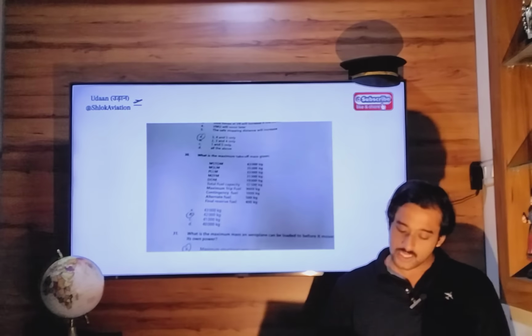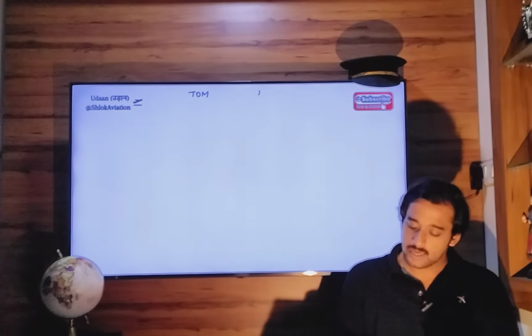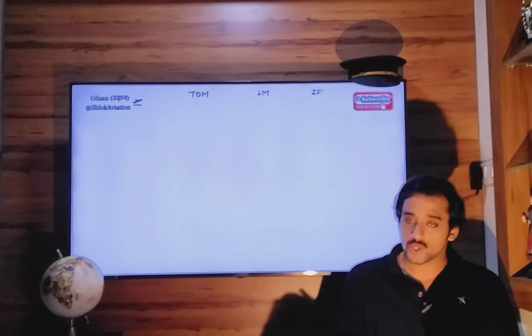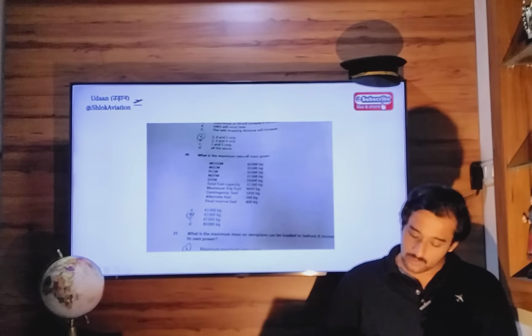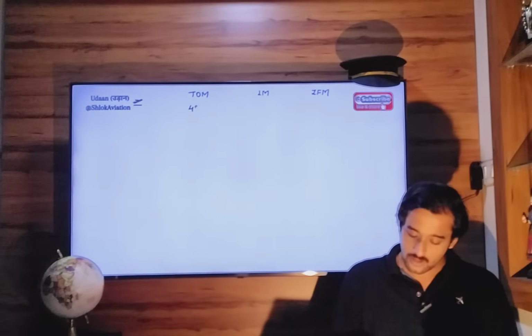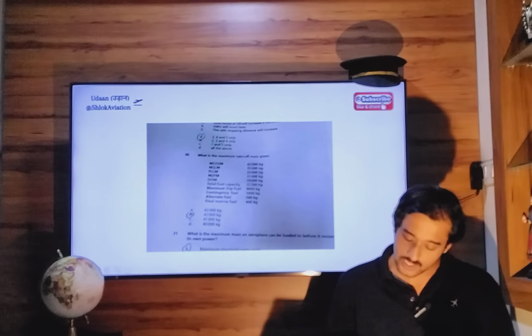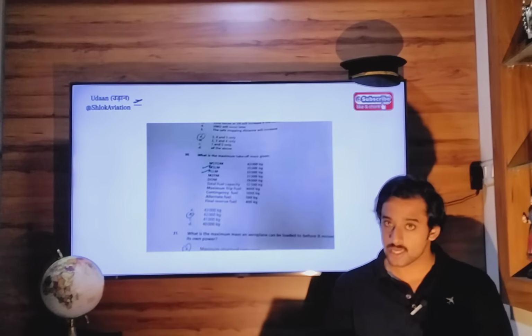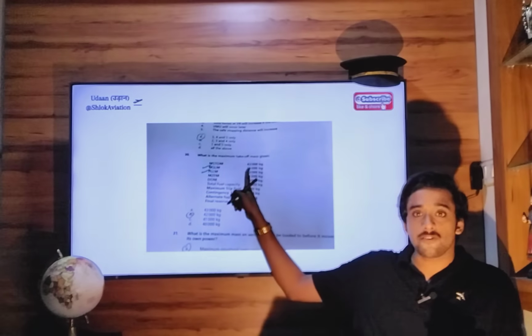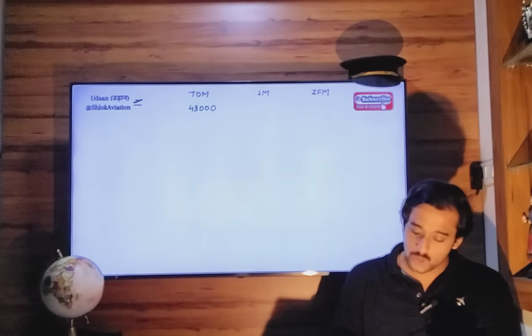Next. What is the maximum takeoff mass when structural limitations, landing, performance limitations and everything is given? Step 1. Takeoff mass column, landing mass column, zero fuel mass column. In the takeoff mass column, write takeoff mass limitation which is 43,000. In the landing mass column, write landing mass limitation. Now we have two limitations, a structural and a performance limitation. Structural limitation is 35,000. Performance limitation is 33,000. So the lower value is 33,000.